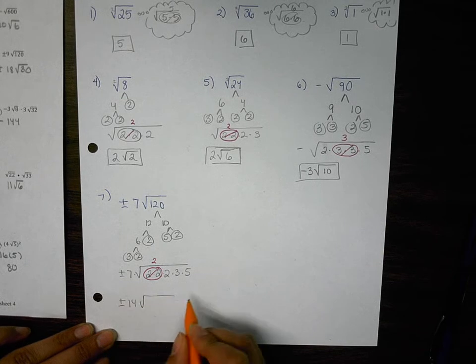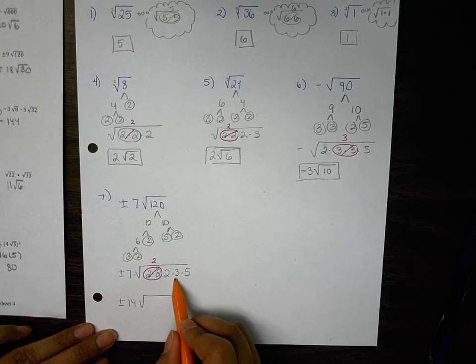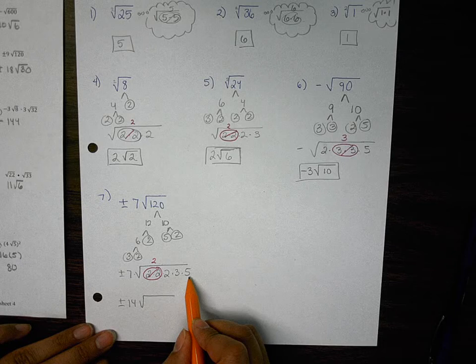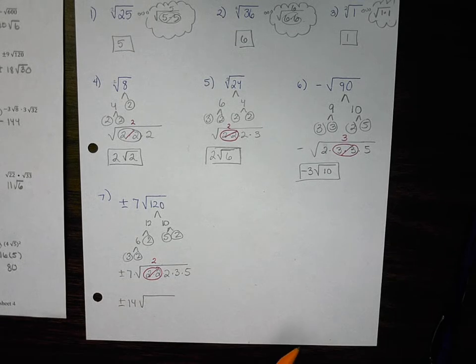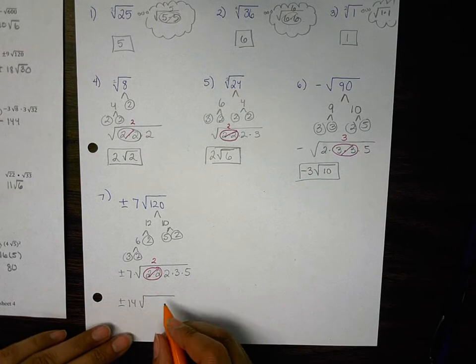Square root. Are any of these pairs inside? No, so we just multiply 2 times 3 times 5. Go ahead and do that now. 2 times 3 times 5, and what do you get? 30.